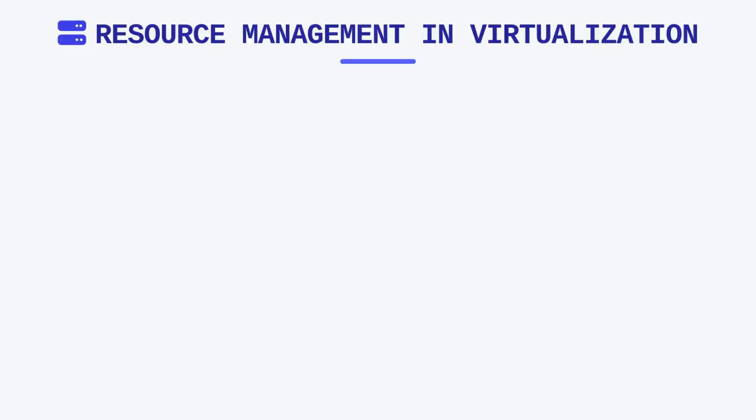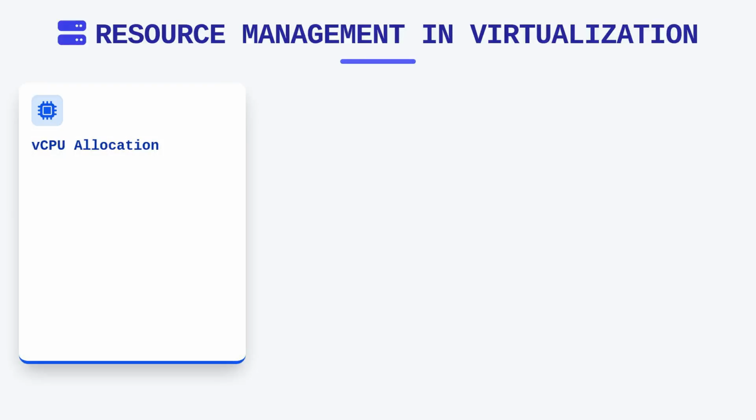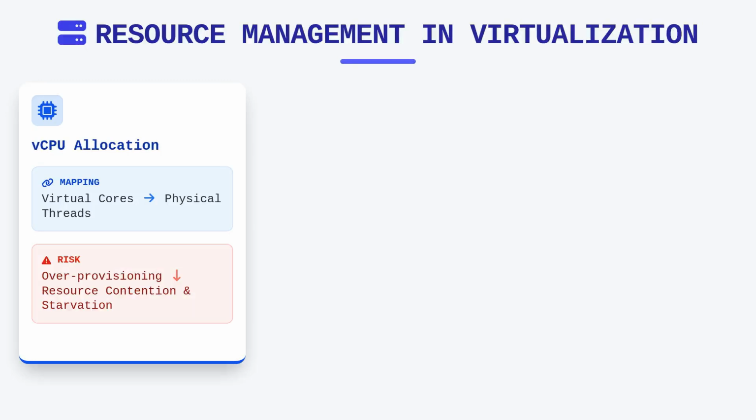Resource management in a virtualized environment requires a nuanced understanding of how hypervisors juggle the demands of various virtual machines. When we allocate virtual CPUs, we are essentially mapping virtual cores to physical threads, and over-provisioning these resources can lead to contention and performance degradation if one virtual machine starves others of processing power.